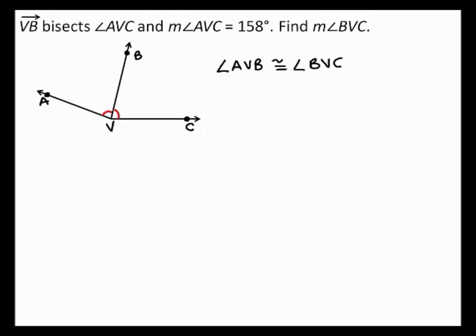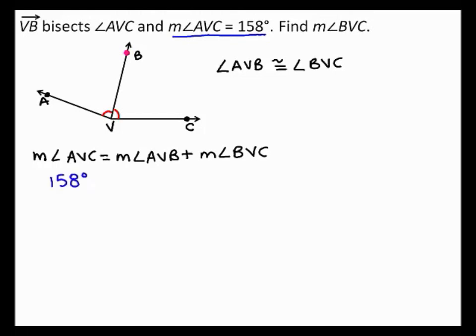Now, to find the measure of angle BVC, you can use the angle addition postulate. In the diagram, B is in the interior of angle AVC. So, by the angle addition postulate, the measure of angle AVC is equal to the measure of angle AVB plus the measure of angle BVC. In this problem, you are told that the measure of angle AVC is 158 degrees. So, you can substitute this value in for the measure of angle AVC.